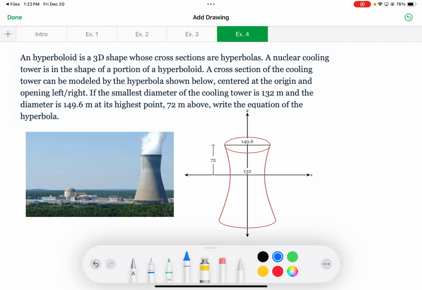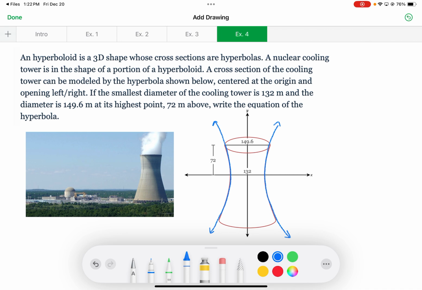Okay, so here, the cross-section of the cooling tower can be modeled by the hyperbola shown below. Once again, centered at the origin to make things easy for us, and we've got an opening left and right. So here would be the half that's opening right, here would be the other half that's opening left.